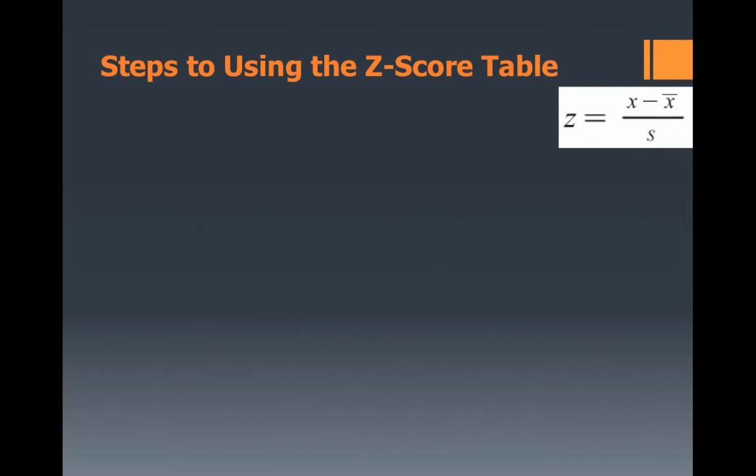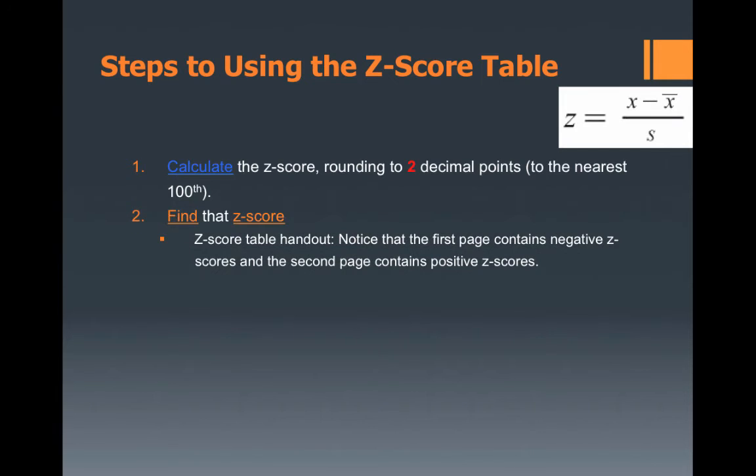So, steps to using the z-score table. Make sure you have a handout available and out. You want to calculate the z-score, rounding it to 2 decimal points, to the nearest hundredth. Once you've calculated your z-score, you find that z-score on your handout. Notice that one side of the page contains negative z-scores and the other side contains positive z-scores. You'll want to make sure you're paying attention to that depending upon the z-score that you calculate.